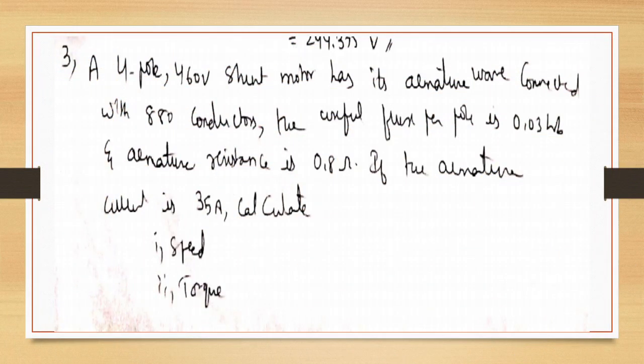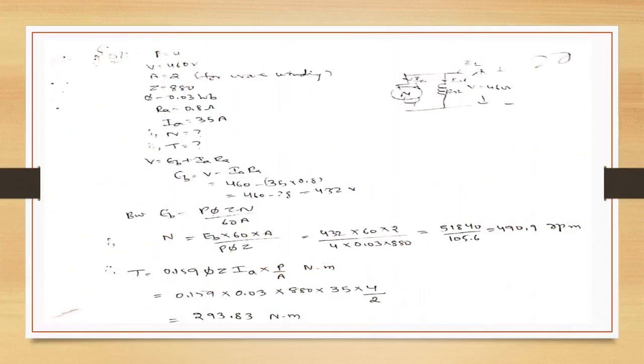Next, a 4-pole 460 volt shunt motor has its armature wave connected with 880 conductors. Useful flux per pole is 0.03 webers and armature resistance is 0.8 ohms. If the armature current is 35 amps, calculate speed and torque. So draw the circuit diagram and write the given data. First, we have to calculate speed. How to calculate speed? Speed can be calculated from this equation.